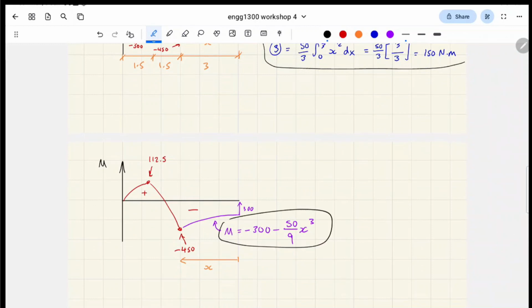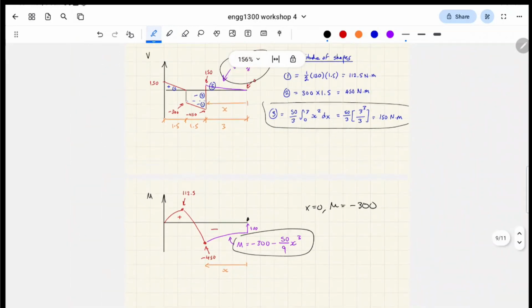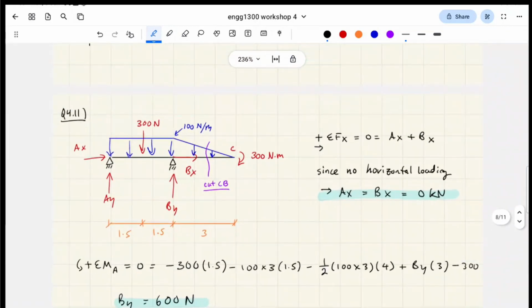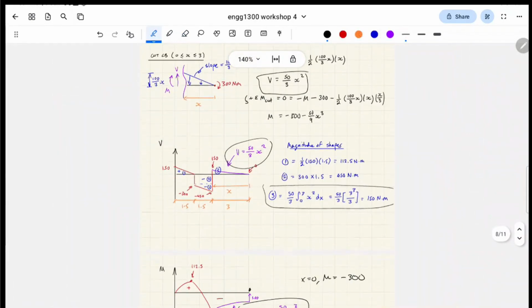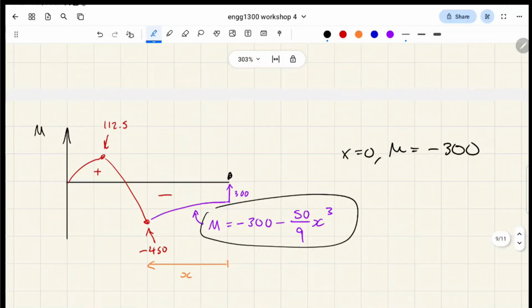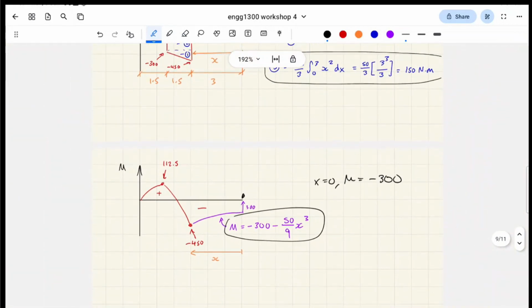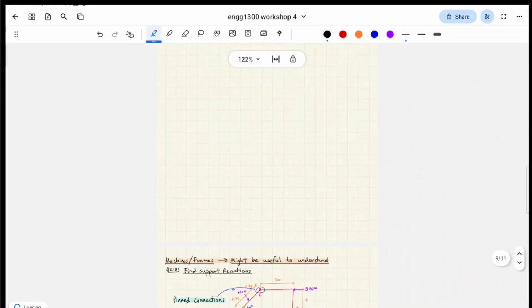And you'll see that plugging in x equals 0, M is negative 300, and we're doing right to left, right? So it's that point which is negative 300, and that lines up with our clockwise spin. Sorry, clockwise spin corresponds to going upwards, right? Counterclockwise spin corresponds to going downwards. Yeah. So that's all that.